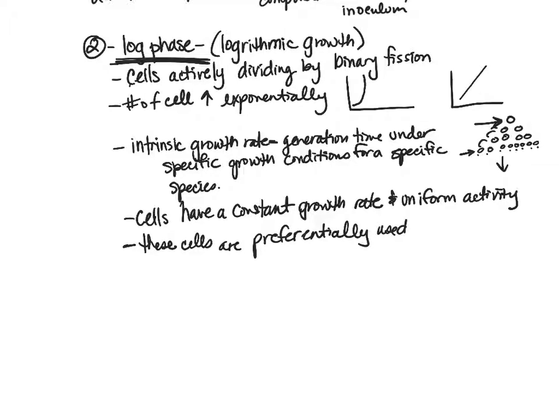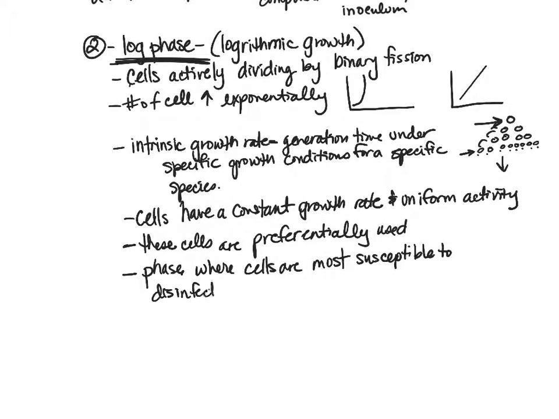Because you know at this point if you're taking out bacteria that they're going to be in the best possible condition. And then we'll see in a moment why the other phases are not happiest. So this is also the phase where bacteria cells are most susceptible to disinfectants and antibiotics because they are in this happy growth phase. So a phase where cells are most susceptible to disinfectants and antibiotics.